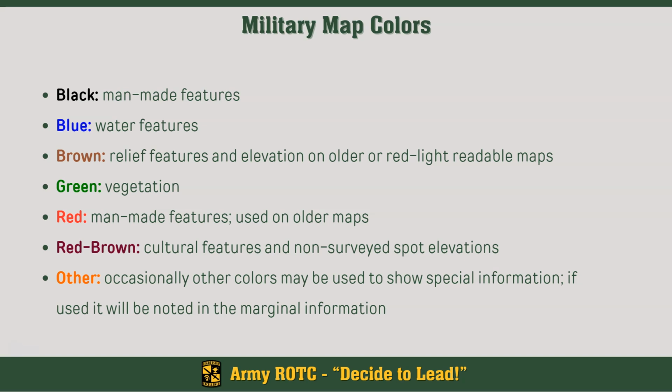Red is going to designate any man-made features, and that's used on older maps because those can't be seen with a red lens that you would find on a headlamp. So red-brown is going to show your cultural features and maybe some non-surveyed spot elevations that are up there. And then there's always other colors. Now, occasionally these other colors can be used to show like your special information, and if used, it's going to be noted in your marginal information, either on your legend or in your special notes.